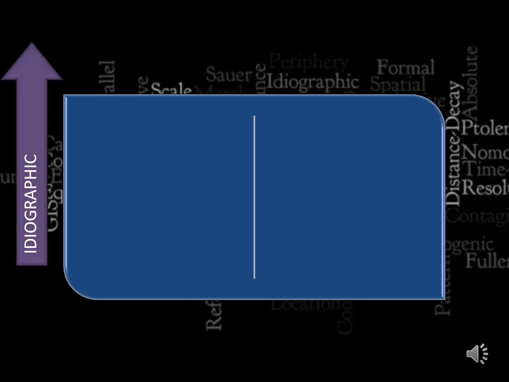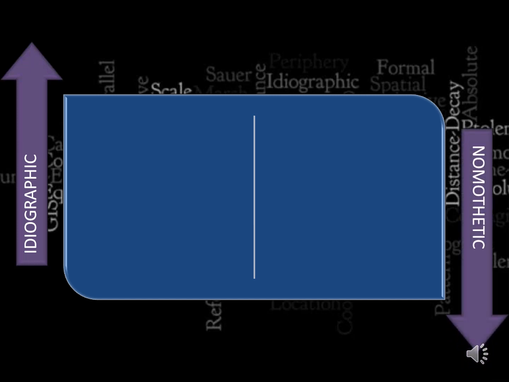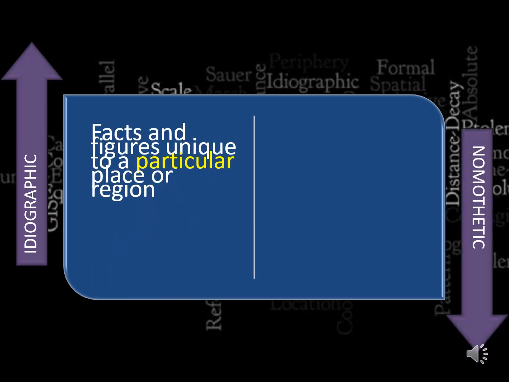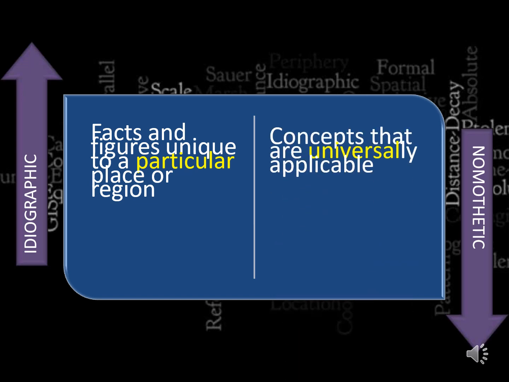Geographic data may also be described as idiographic or nomothetic. Idiographic data refers to facts and figures distinct to a specific place or region. This data is largely represented by an approach called regional geography. Nomothetic data pertains to concepts that are universally accepted. Using this as an approach will allow geographers to discover generalizable patterns or even laws that describe or govern a society.